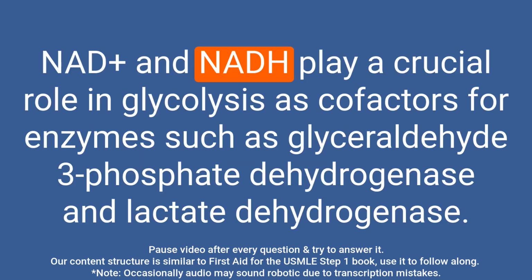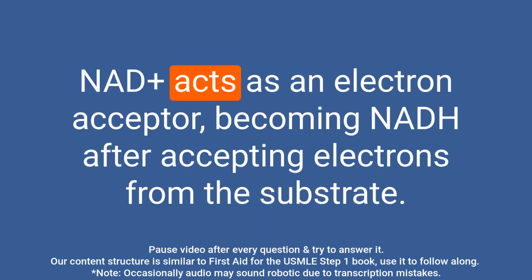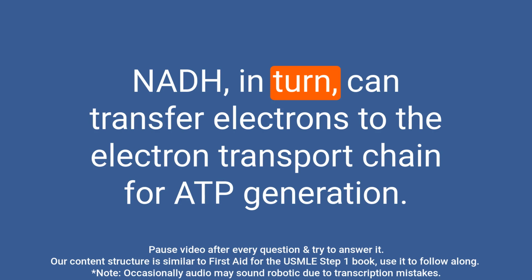Answer: NAD+ and NADH play a crucial role in glycolysis as cofactors for enzymes such as glyceraldehyde 3-phosphate dehydrogenase and lactate dehydrogenase. NAD+ acts as an electron acceptor, becoming NADH after accepting electrons from the substrate. NADH, in turn, can transfer electrons to the electron transport chain for ATP generation.